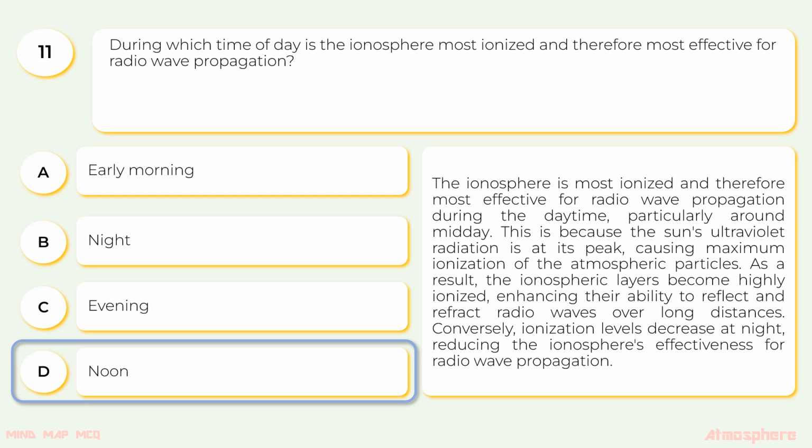As a result, the ionospheric layers become highly ionized, enhancing their ability to reflect and refract radio waves over long distances. Conversely, ionization levels decrease at night, reducing the ionosphere's effectiveness for radio wave propagation.